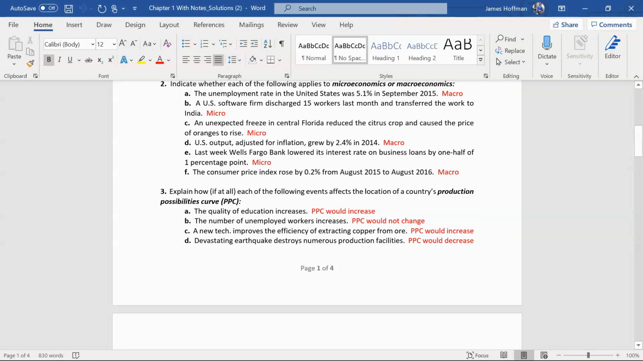Okay, so example number 3 looks at a few concepts on the production possibilities curve. Explain how, if at all, each of the following events affects the location of a country's production possibilities curve. So what happens to the curve? Does it increase, decrease, or not change?